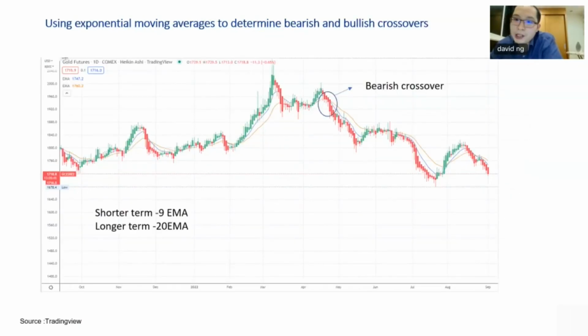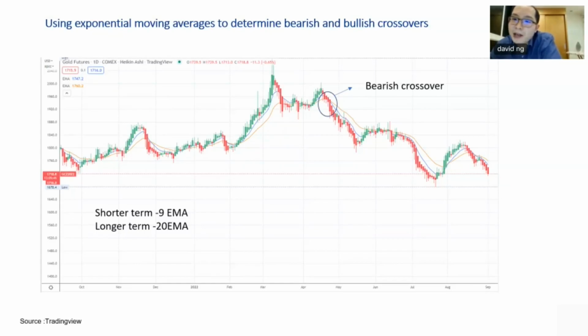Now, besides using Heikin-Ashi, to make it more effective in terms of your entry and exit strategies, you can apply it together with moving average crossovers. Moving average crossovers are simple. Normally you have 2 periods. One will be the shorter term, one will be the longer term. In my example here, I use a 9 period EMA and a 20 period EMA. The 9 period is the shorter term, and the 20 period EMA is the longer term. Whenever the shorter term crosses below the longer term, which we term a bearish crossover, that generally tells you the market is going to be in a downtrend.